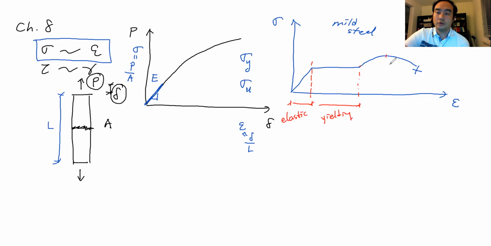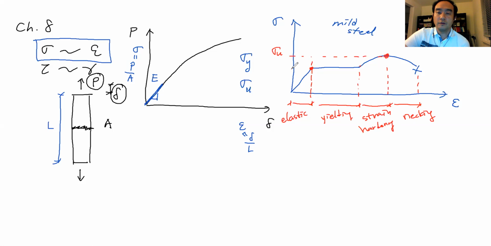From here to the maximum value, we called strain hardening, and then after that it is the necking region. So this one, the corresponding stress value is called sigma y, and this is sigma u, the ultimate value, the maximum value.